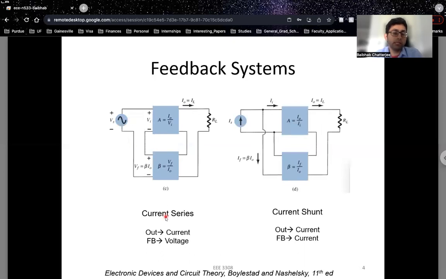You can have a current series feedback, which means that output quantity is a current and the feedback quantity is fed back in series, which means that it has to be a voltage. You can have current shunt feedbacks, which means output quantity is a current and the feedback quantity is fed back in shunt, which means it's also a current.